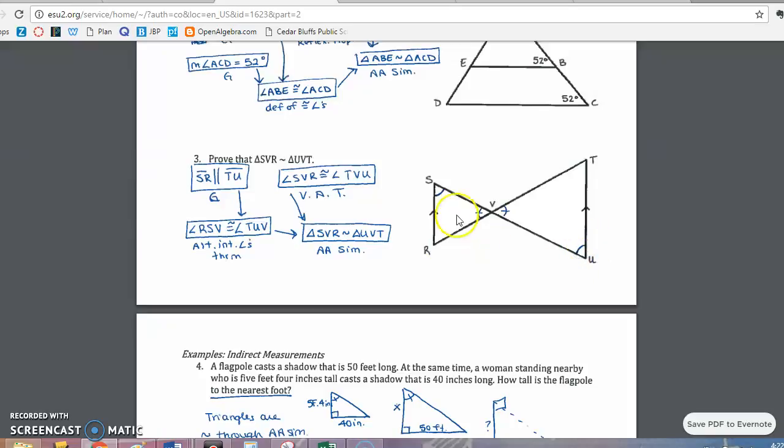So we have the U in the middle here and the S in the middle here. So we have S and U in the same position in each one. We have angle V, so we have V in the same position in each one.